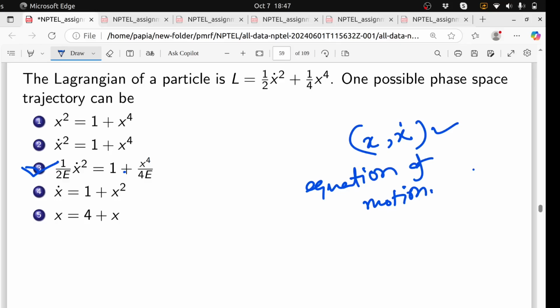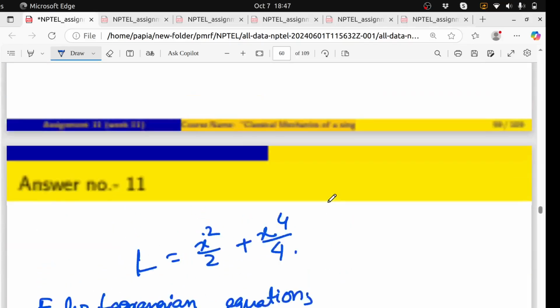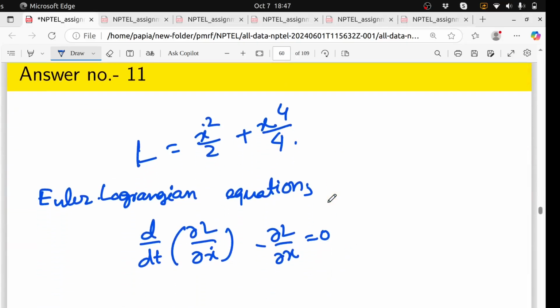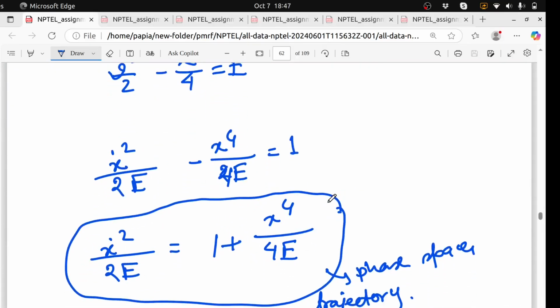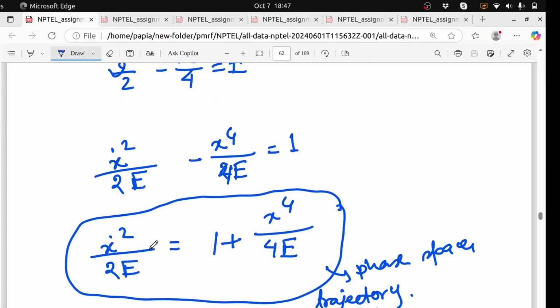So for that case, what we have done, we just calculated the L and then we just found the Euler-Lagrange equation. Then from there, by some mathematical calculation, we are doing the phase space equation. And then we come up with x dot square by 2E equals 1 plus x to the power 4 by 4E.